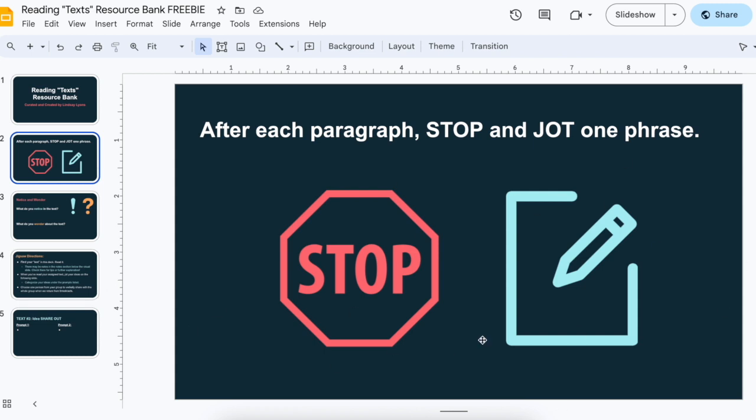So something super simple like this, a stop sign and a place where you see a writing utensil and a piece of paper is just going to visually cue them to remember to stop and jot, and so you have this up while they're reading. Super simple.